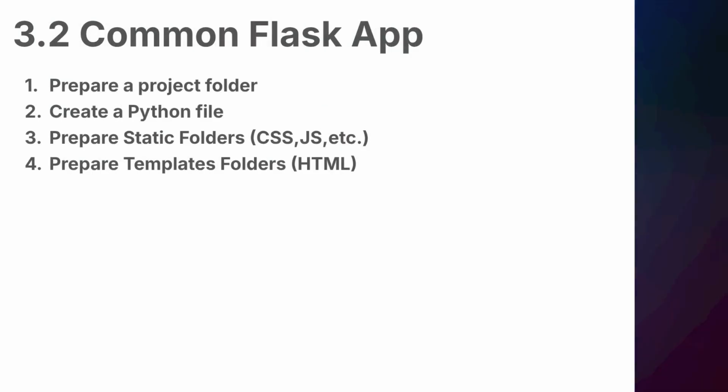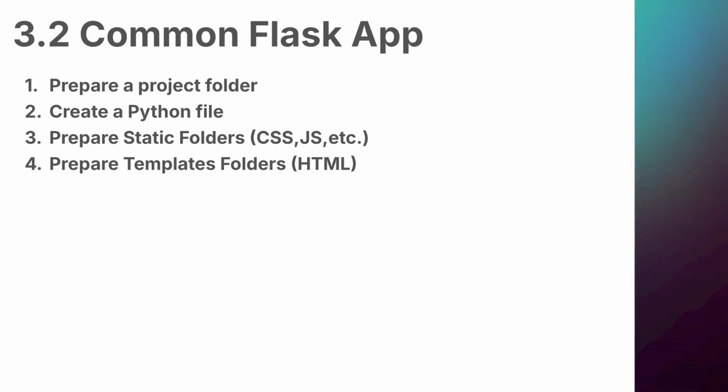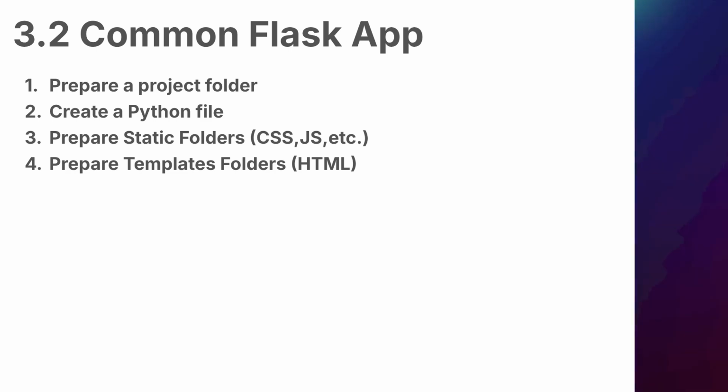2. Common Flask app. At first, your app is small. But as your project grows bigger with many pages, forms, and databases, it gets messy if everything is in one file. So we organize into folders and files to keep things clean and easy to manage. In Python, we have to do that manually. The basic structure looks like this.